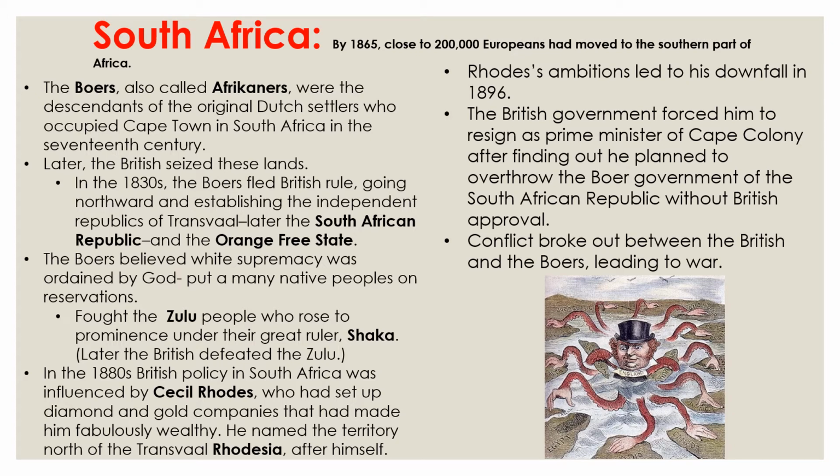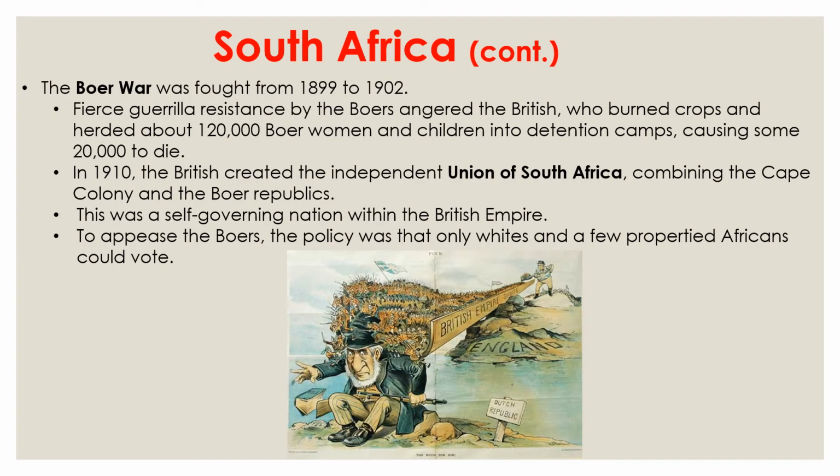They will fight a war against the Boers, the Boer War, to try to take the territory of South Africa. And they will eventually succeed. The Boer War was fought ultimately from 1899 to 1902. There was fierce guerrilla resistance by the Boers that angered the British. The British would continually be surprised by these guerrilla attacks, and they would retaliate by burning crops and herding about 120,000 Boer women and children into detention camps, causing some 20,000 of them to die of starvation and exposure. This will anger the Boers, of course, and they will continue the guerrilla attacks, but eventually the British army will be sent down there and they will completely obliterate the Boers.